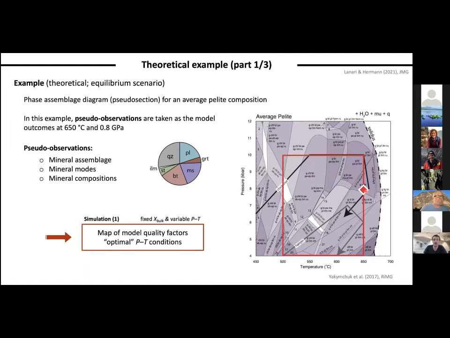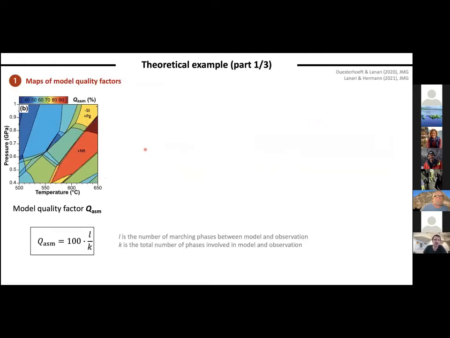And then we can calculate a map of model quality factor for the PT region here in the red rectangle. And this is how it looks. You can see the QASM value. It's simply calculated as the number of matching phases between model and observation divided by the total number of phases. So it's 100% in the PT region of the stability field of the assemblage. And if you change one phase, for example, if you add magnetite in the model compared to your pseudo observations, then the value of the model quality factor for QASM decreases.